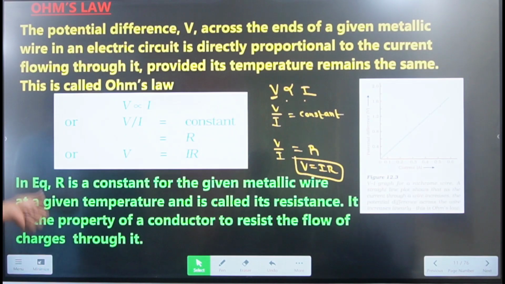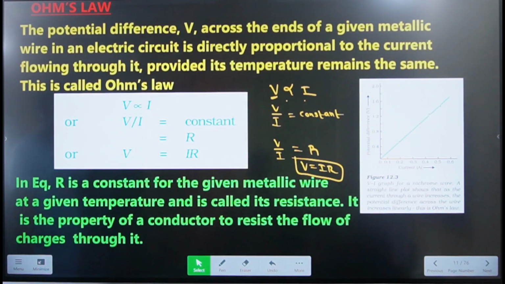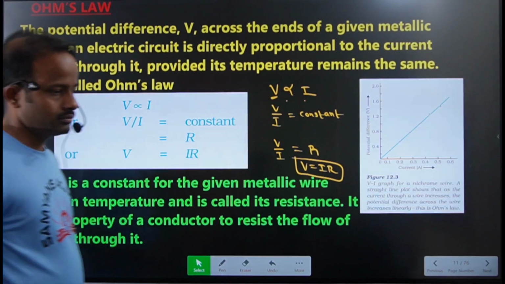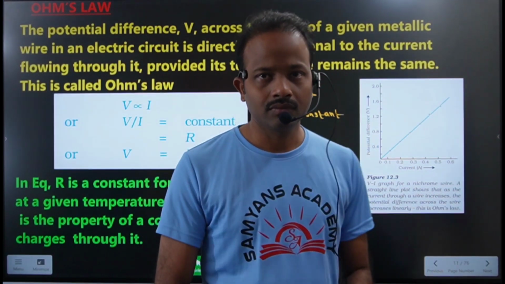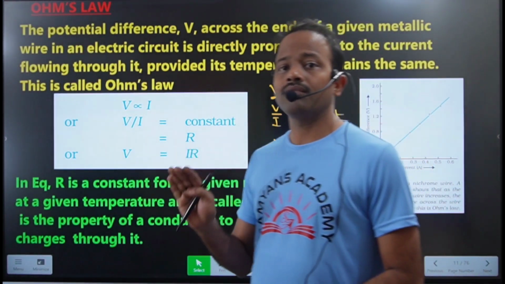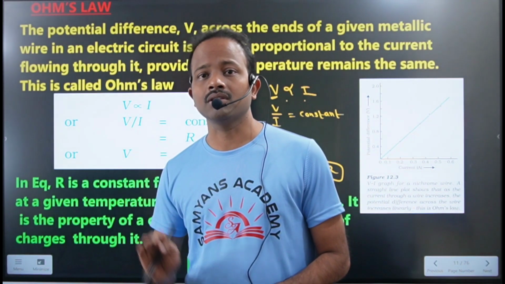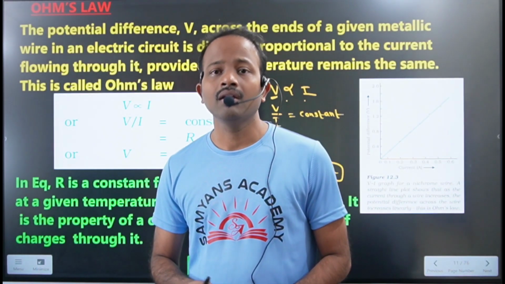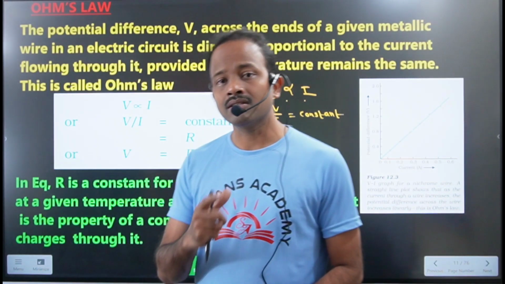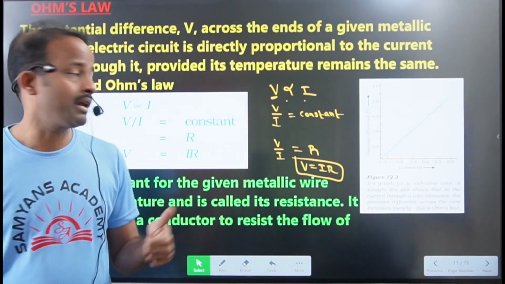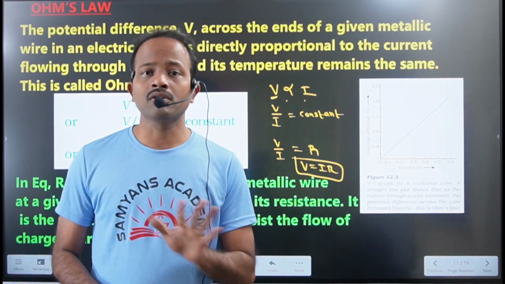In equation, R is a constant for the given metallic wire at a given temperature and is called its resistance. It is the property of conductor to resist the flow of charges through it. అంటే ఆ కండక్టర్ యొక్క ప్రాపర్టీ ఏంటి? ఆ ప్రాపర్టీ ఫ్లో ఆఫ్ చార్జ్ ని రెసిస్ట్ చేసే ప్రాపర్టీ. ఆ ఫ్లో ఆఫ్ చార్జెస్ ని రెసిస్ట్ చేసే ప్రాపర్టీనే ఇక్కడ రెసిస్టెన్స్ అంటున్నాం. ఈజ్ ఇట్ క్లియర్ ఎవ్రీవన్? రైట్. సో దిస్ ఈజ్ అబౌట్ ఓమ్స్ లా. ఓమ్స్ లా ఎలా గుర్తుపెట్టుకోవాలి?